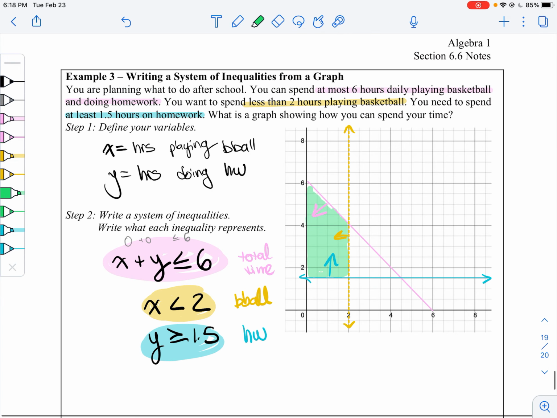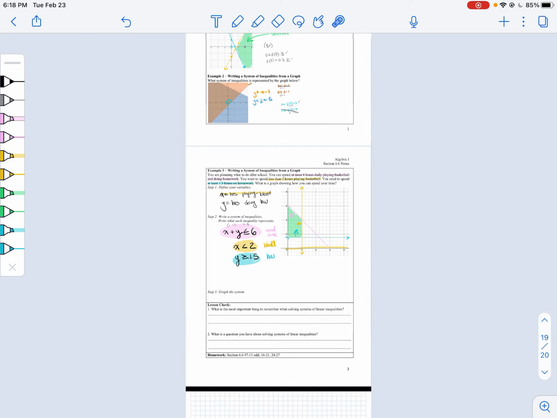So remember that X is hours playing basketball. So we could spend 1 hour on basketball and 2 hours on homework, and that's fine. Or we can spend half an hour on basketball and 5 hours on homework, and that's great too. We cannot spend more than 6 hours on anything, obviously. So here's our graph of our solutions.